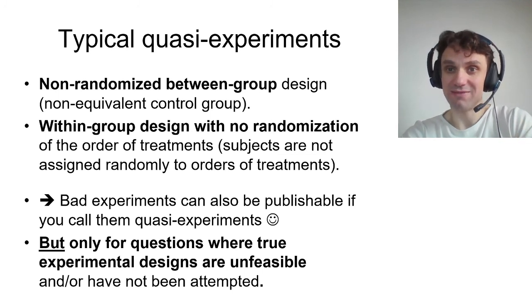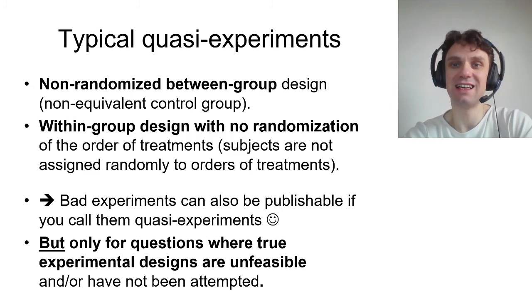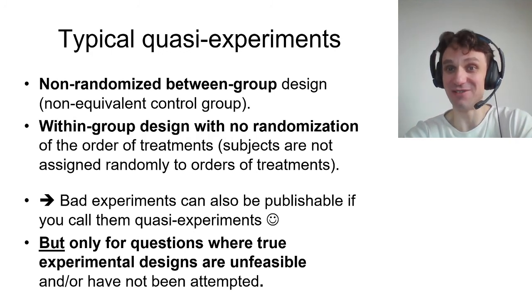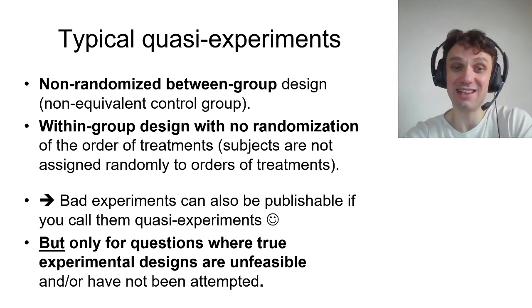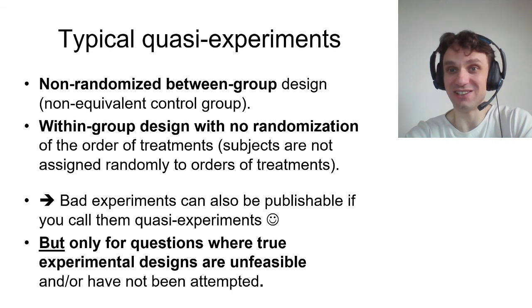So you can publish such studies, you can use them to make some inference, some causal inference even, but the only issue is that you need to be really careful and you need to be aware of the limitations of those studies as a basis for your inference. So if we express it a bit jokingly, you can even publish bad experiments if you call them quasi-experiments and if you reflect really well on the limitations. But of course, this will only work in situations where really good experimental designs are either unfeasible, very difficult to implement, or no one has really attempted them before.